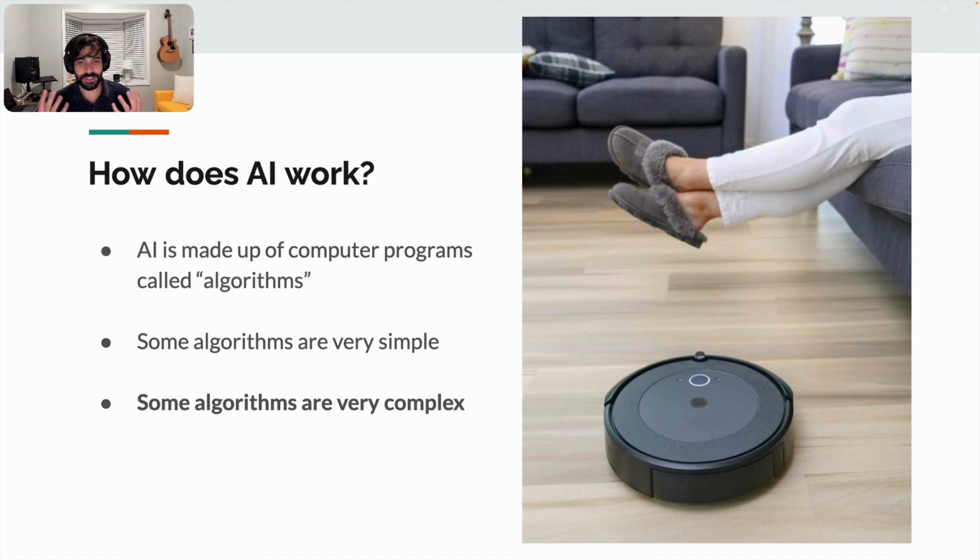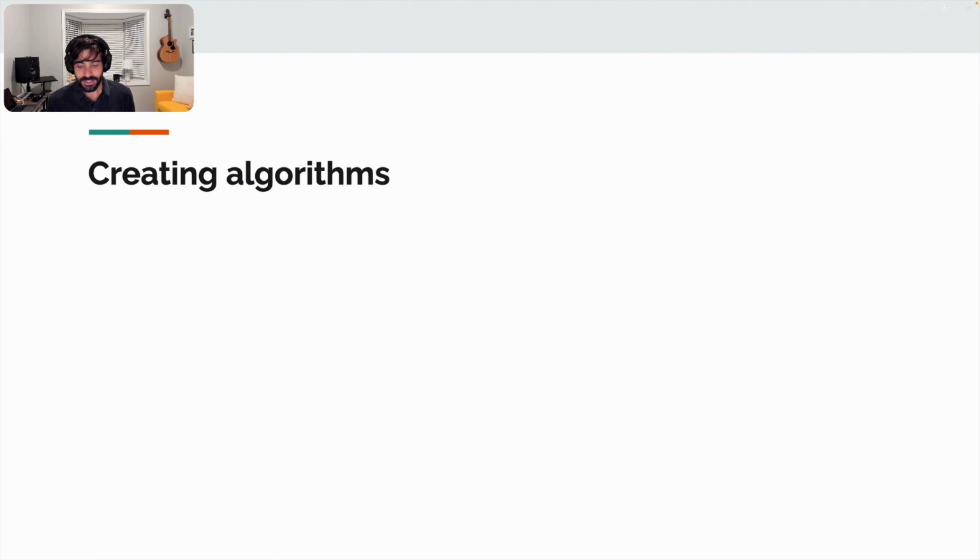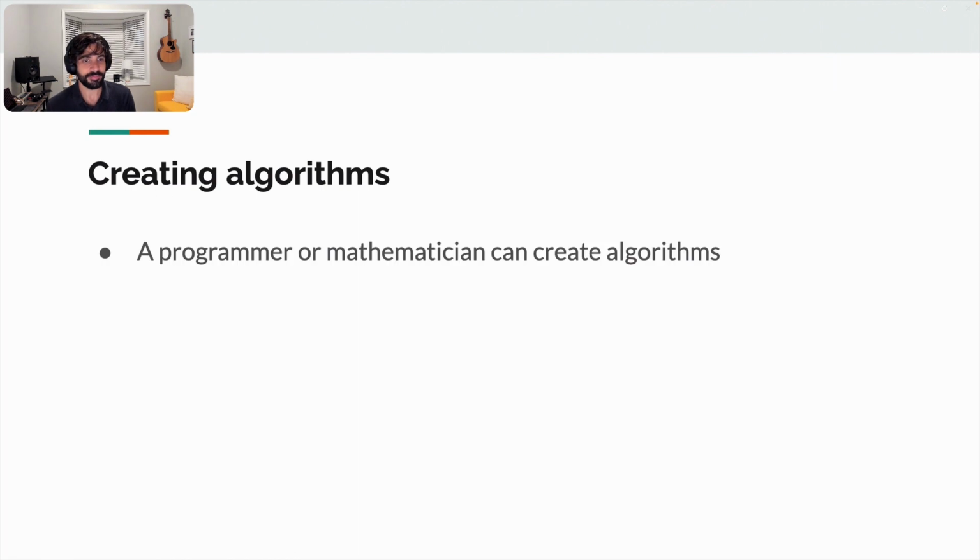So some of these systems could be very, very complicated. And in fact, some of them can be really hard to make. So that's what we're going to talk about next. How do you create algorithms? Algorithms are generally created by a computer programmer or a mathematician. They're a pretty well understood thing. They've been around for thousands and thousands of years.